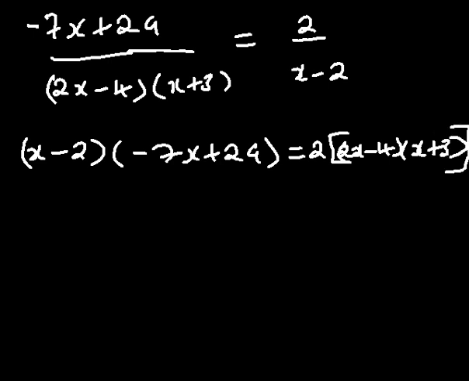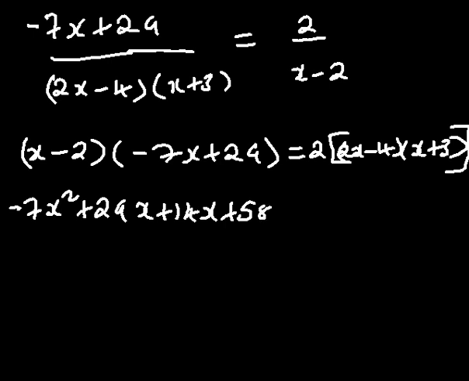So in this case we'll have to expand. We'll have x times negative 7x, that is negative 7x squared, and x times a positive 29, we have 29x, and negative 2 times negative 7x, that is a positive 14x, and negative 2 times positive 29, we have 58. Should be negative 58. So it should be negative 58, which is equal to 2 times.